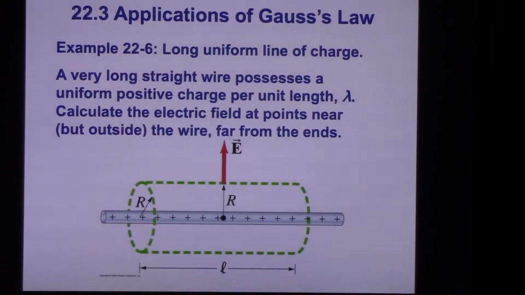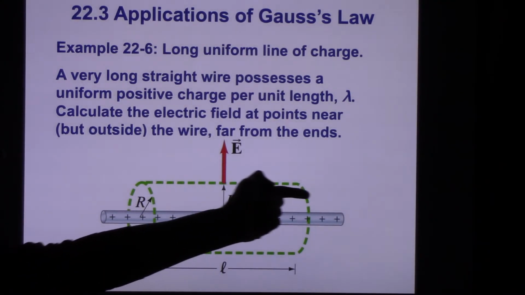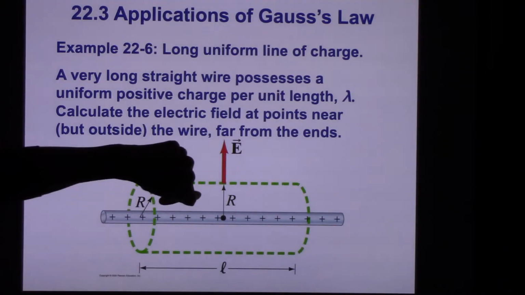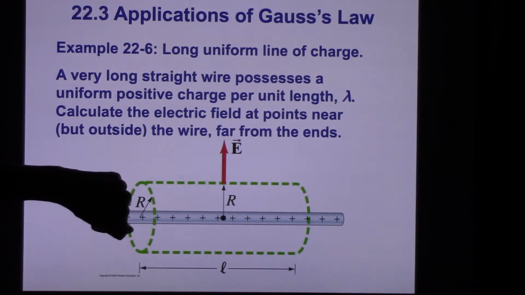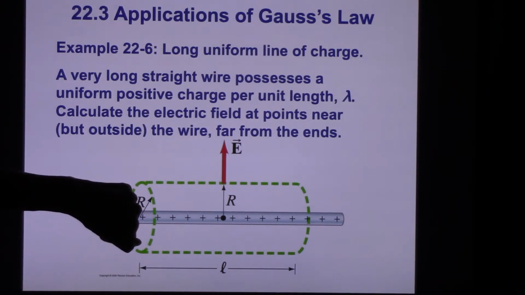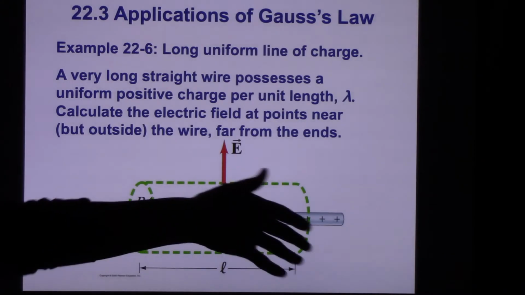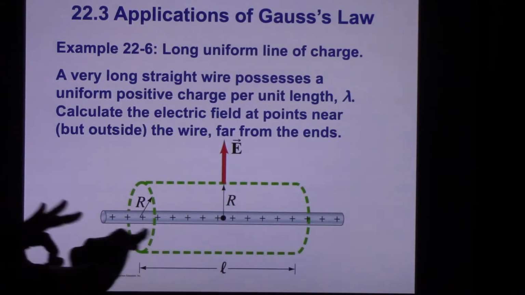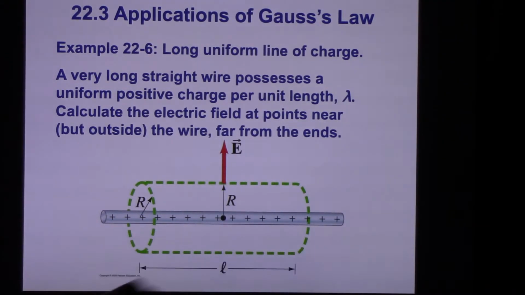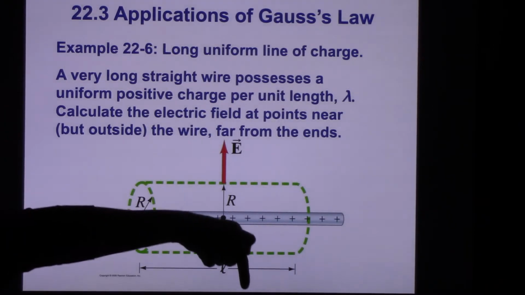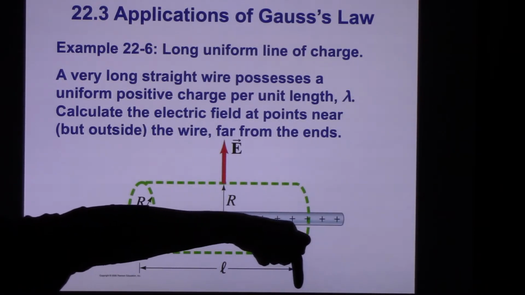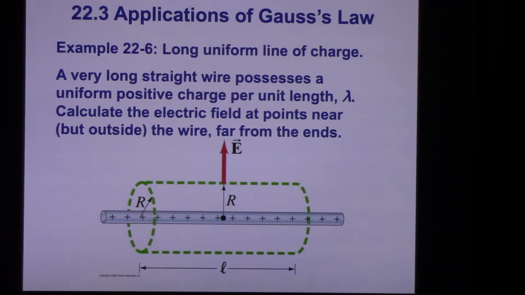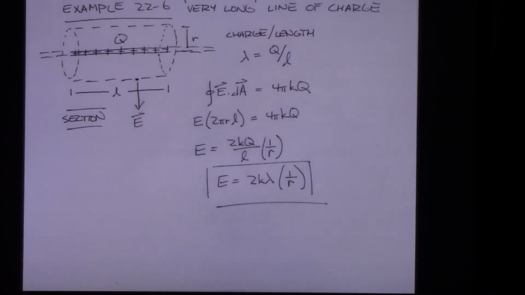The electric field will be directed outwards away from that charge distribution. Now, we're not going to have any E field coming out the ends. So there's no E field running laterally, no E field running along that direction. Because the charge distribution is central and because it goes on and on and on, the electric field directions are going to radiate outwards away from that line of charge.